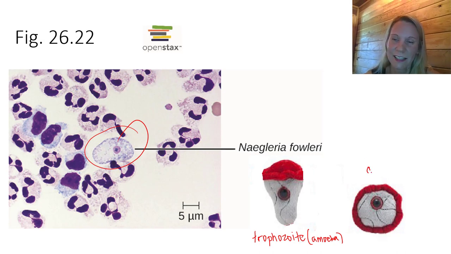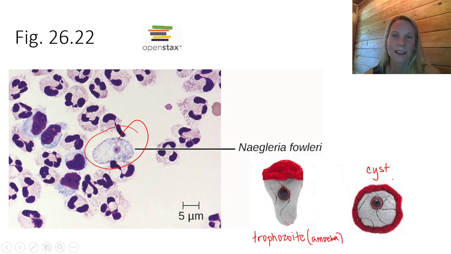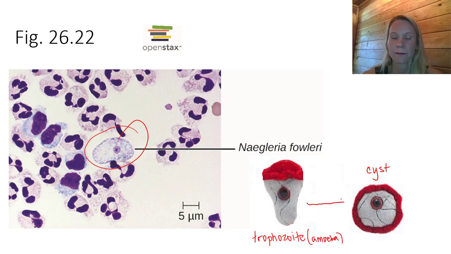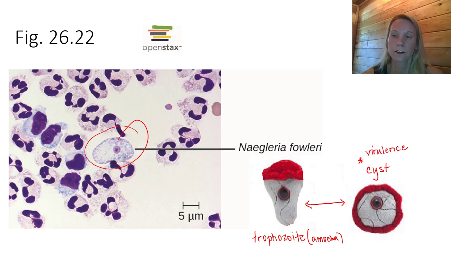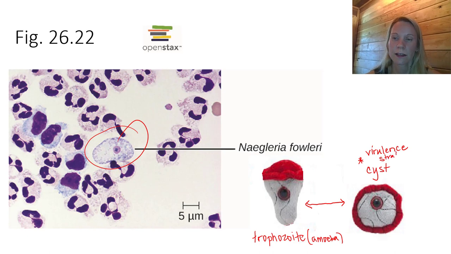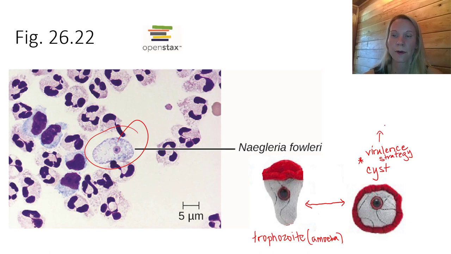And then this is the cyst form. So this has a cyst form. Usually what happens is it actually forms a cyst to evade the immune response. So it can alternate from cyst to trophozoite form. And we consider this strategy to be a virulence strategy because it allows for the parasite to evade the immune response.